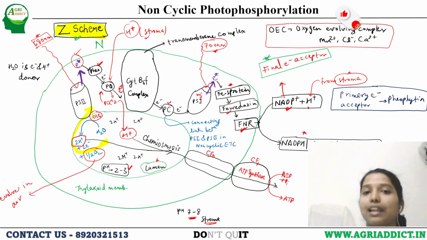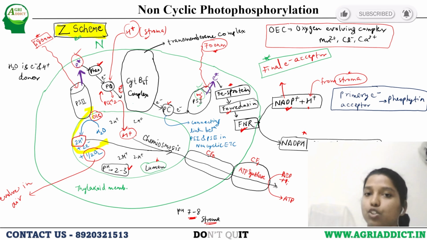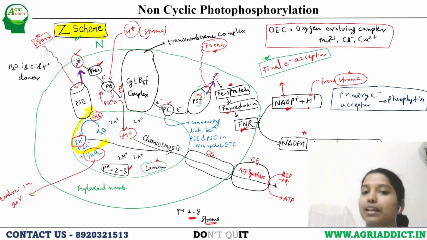Now, at the same time, the sunlight of 700 nanometer wavelength is falling on PS1. Here also the magnesium will release its outer electron. This electron is getting excited. This electron is accepted by iron sulfur protein, then transferred to ferredoxin, and now to ferredoxin NADP reductase. This NADP reductase will transfer this electron to NADP plus H plus, which is from stroma, and it will get converted into NADPH or NADPH2 or NADPH plus H plus. This is the scenario in non-cyclic photophosphorylation.